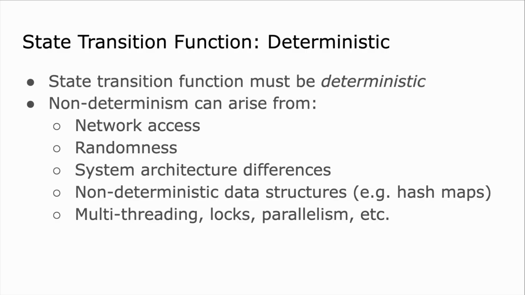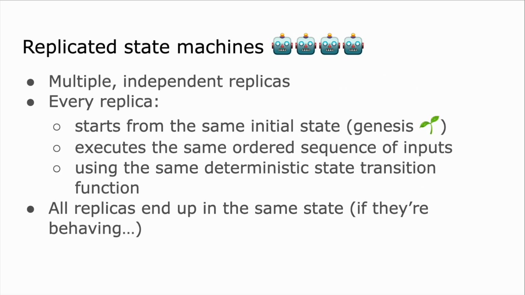So for example, in Python, the hash map is non-deterministic, so the iteration order isn't the same across runs. And there's also parallelism, so we don't know how the scheduler is going to schedule various threads, so we may end up with race conditions. As we will see, CometBFT will assume that your state transition is deterministic, so we have to be very careful when we're designing it and implementing it. So that's a state machine.